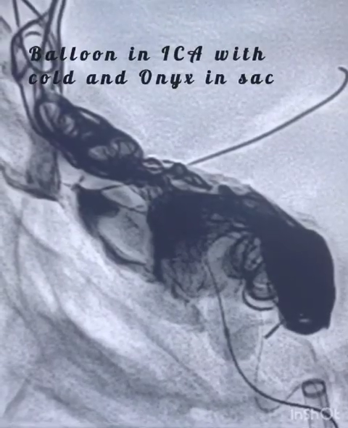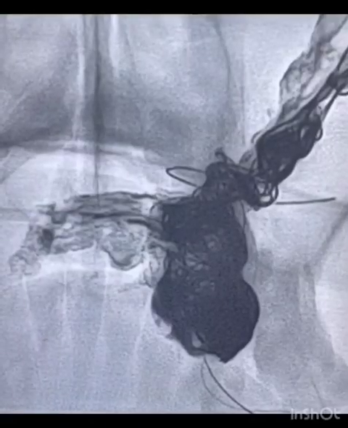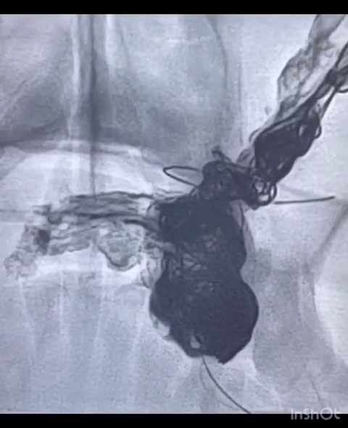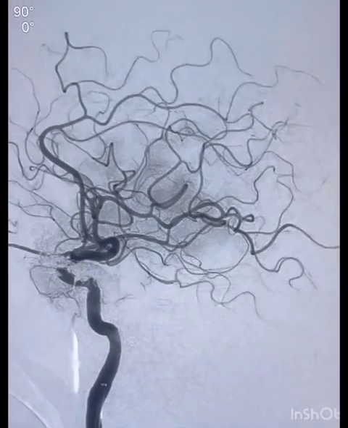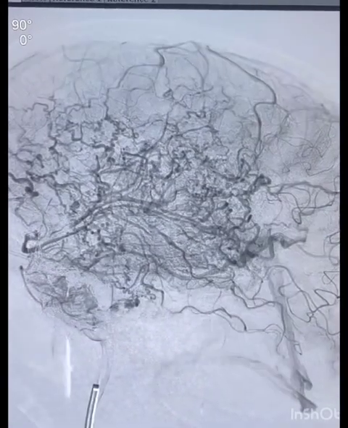This is done under balloon inflation to prevent reflux of Onyx into the internal carotid artery. This native image shows the balloon that has been inflated within the internal carotid artery and the Onyx and coils within the sac. Post-procedure angiography shows complete obliteration of the fistula and the veins being utilized by the brain now.